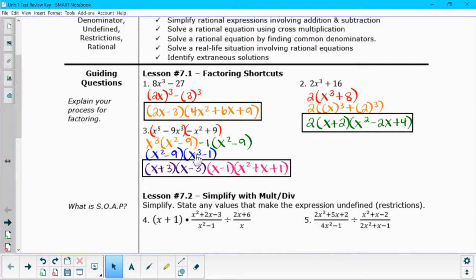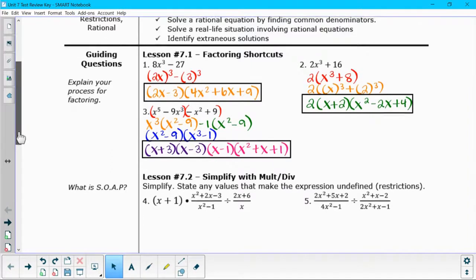And here is a really tricky problem because you do have to go further. X squared minus 9 is the difference of squares, x plus 3, x minus 3. X cubed minus 1 is a difference of cubes. My a is x, my b is 1, so I plug that into the formula and I get x minus 1, x squared plus x plus 1.